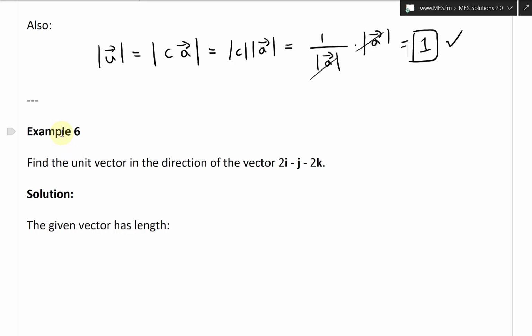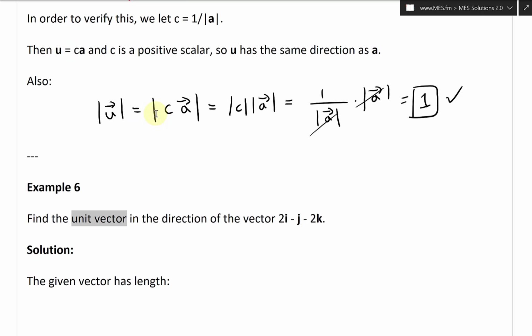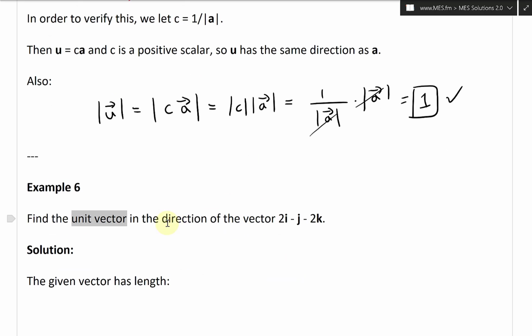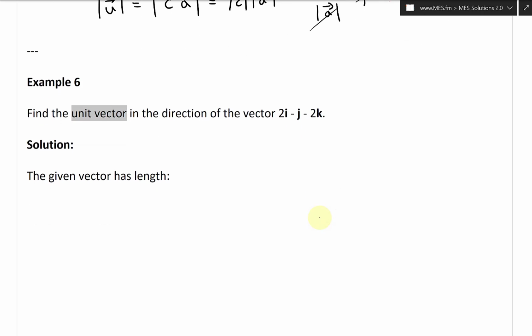So example 6. This states: find the unit vector in the direction of the vector 2i minus j minus 2k. So it's very interesting. Now we're asked to find the unit vector in this direction. The given vector has a length, because we're going to need the length, and we're going to divide this vector by the length, and we could just divide each term and so on. What we get is, the vector has a length, and you could write it with this absolute value sign, or just vertical bars. So 2i vector minus j vector minus 2k vector.